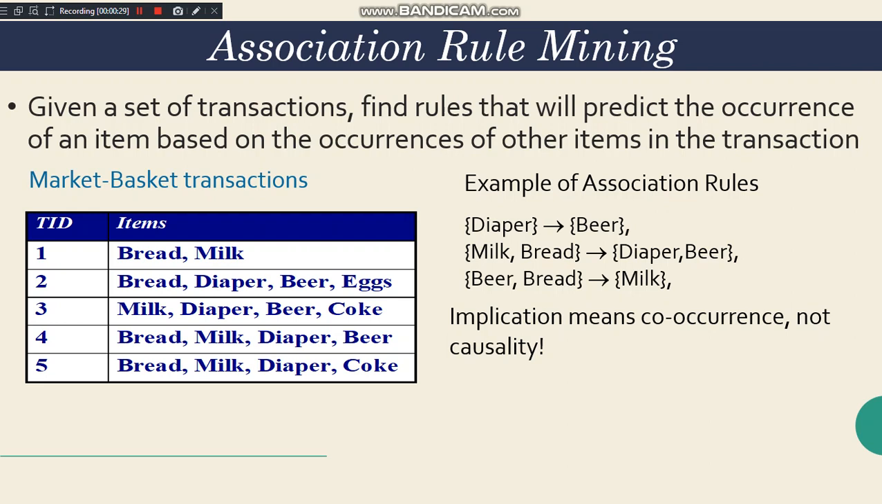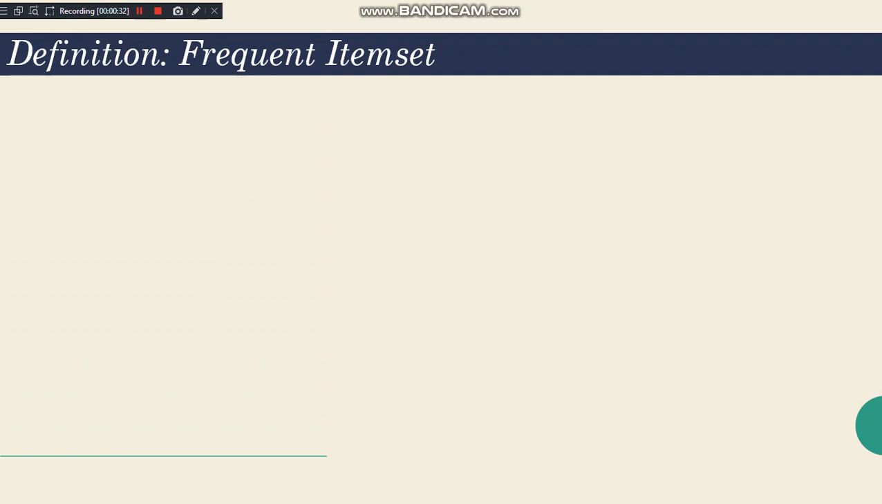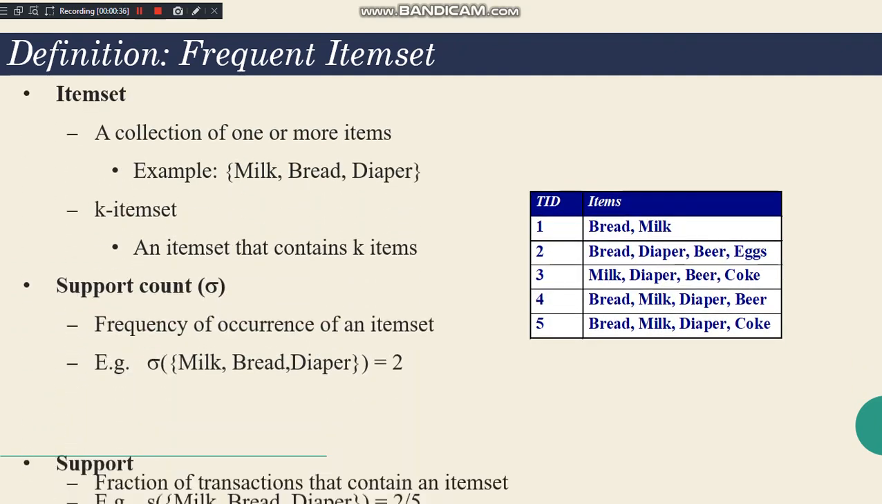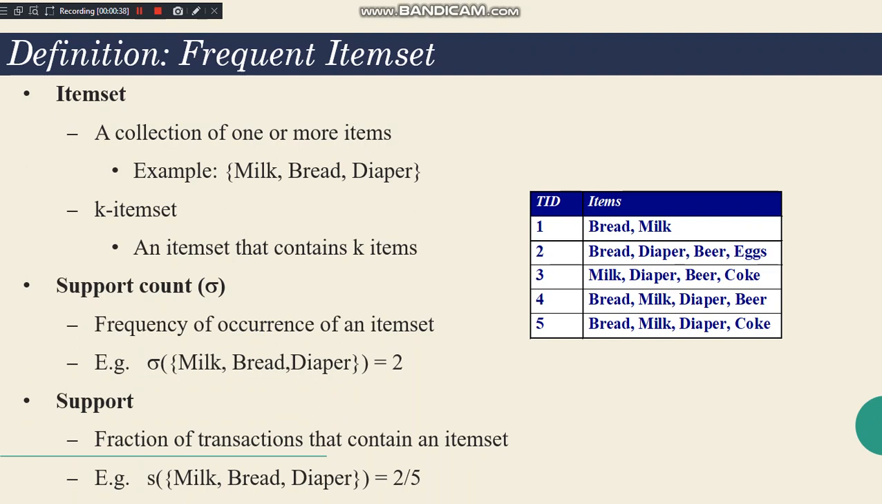So how to find that? And for that purpose, we need to understand a few concepts or a few terminologies. So here we will be discussing item set, support count, support and confidence.